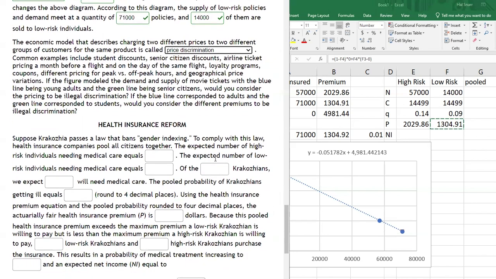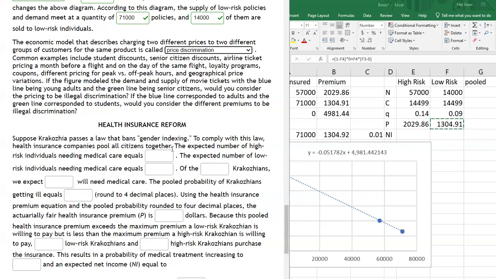Suppose Caucasia passes a law that bans gender indexing. Gender indexing is where there's only one pool. You don't have a male pool or a female pool. You have just one pool. Females tend to use healthcare more often. The company's going to spend a lot more money on their care on average than on a male. And so health insurance companies in the past have charged people different premiums based on their gender. Now, to comply with this law, health insurance companies pool all citizens together.